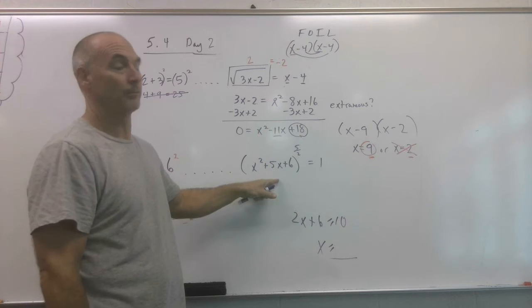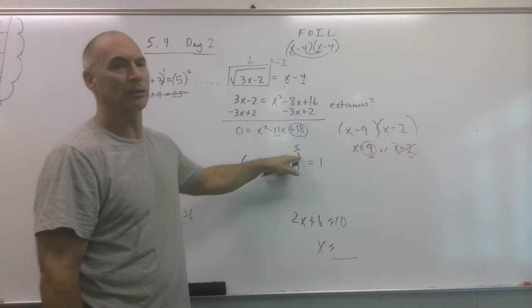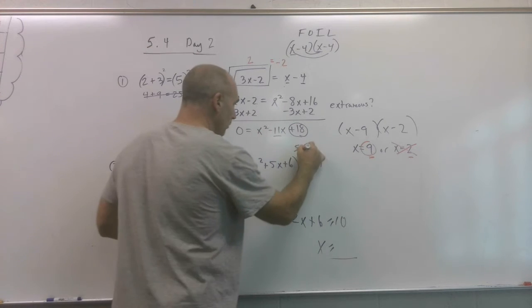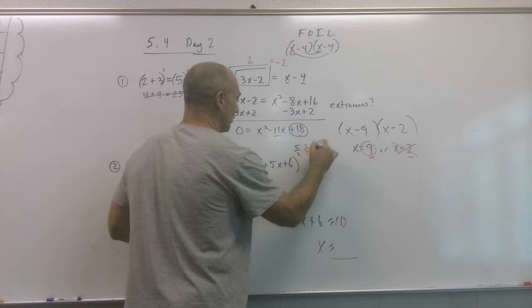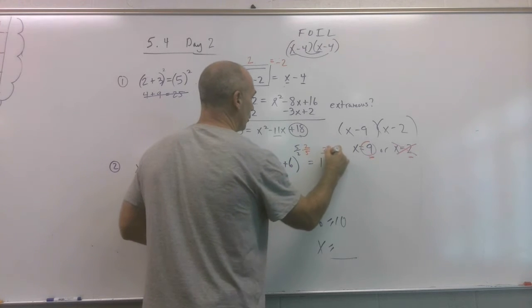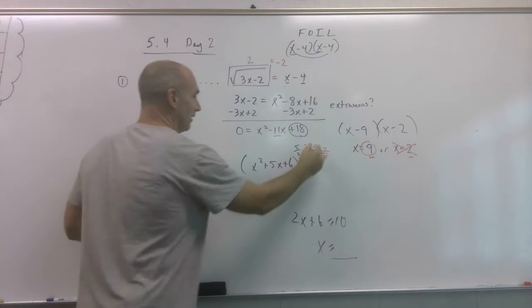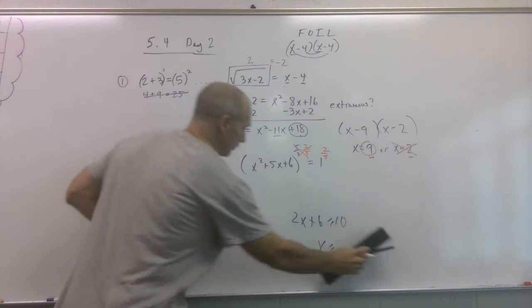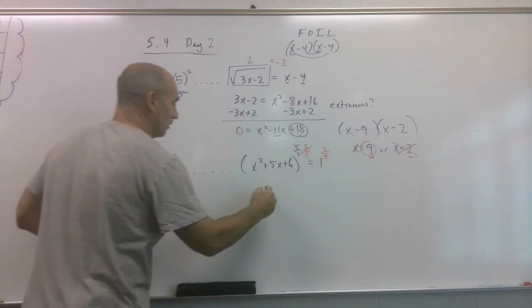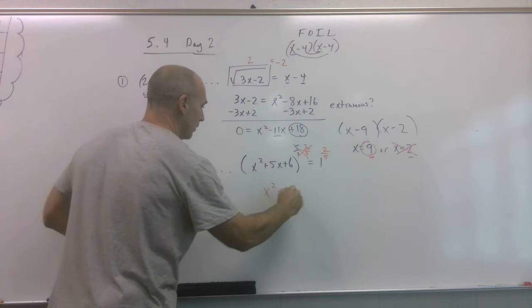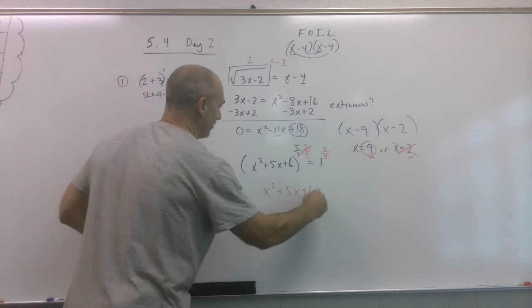Looks impossible. 5/2 power, what the heck? Well, I'm going to get rid of it by multiplying by the reciprocal. Then I got to do it over here too. These cancel, so I'm left with x squared plus 5x plus 6.